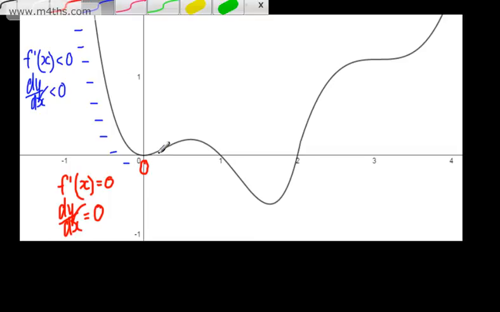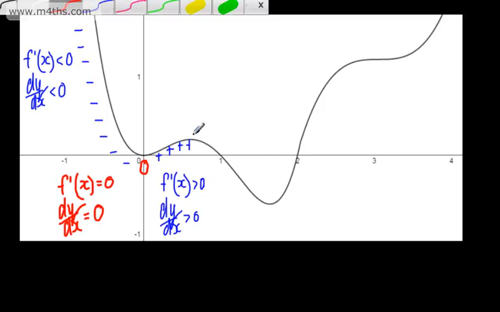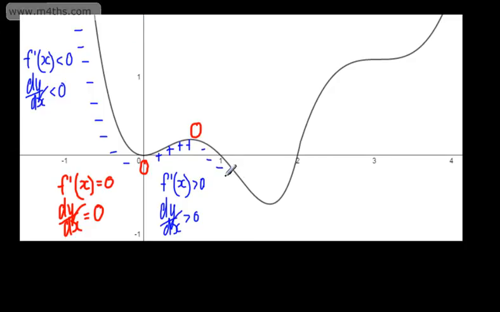If we now look to the right, we have an increasing function. If we looked at the gradient here, we could say f dashed of x is going to be greater than 0, or if you like, dy by dx is greater than 0. Again, at this point right here, we have a 0 gradient, and we call this a stationary point. If we now look to the right, we've got a negative gradient down to this point right here. And again, we have a 0 gradient, or a stationary point.